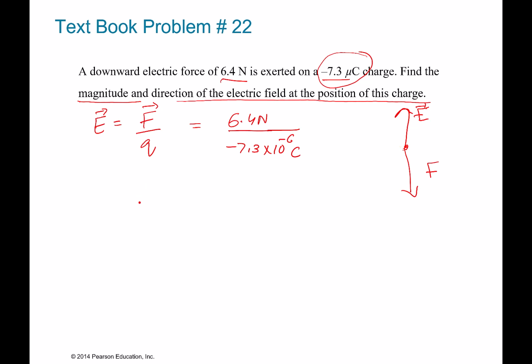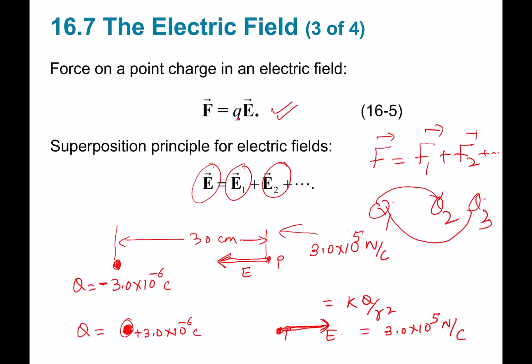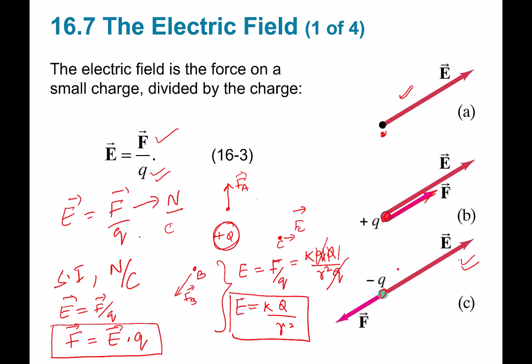If you find the electric field, first let's find the magnitude. It's 8.8 × 10^5 newtons per coulomb. If the force was down, the electric field will be up because the charge under consideration is negative. If we go back a few slides, we talked about how if the charge is positive, the direction of the electric field and force are in the same direction. If the charge is negative, the direction of the electric field and force are opposite.